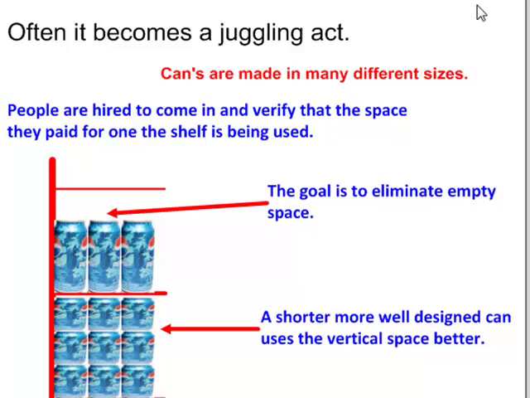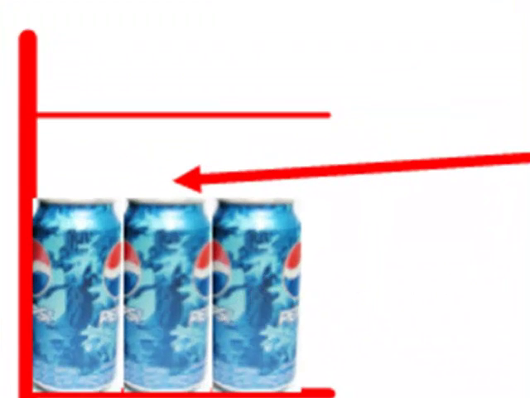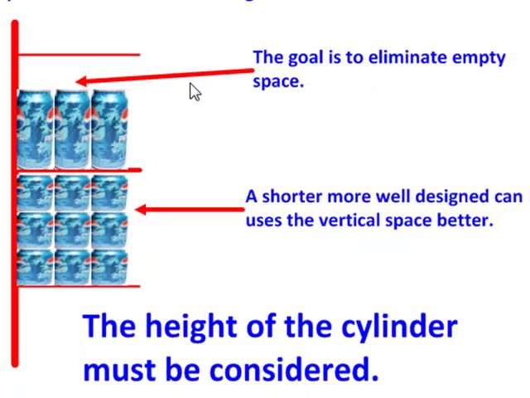And this often becomes a juggling act, because cans are made in many different sizes. People are hired to come in and verify that the space they paid for on the shelf is being used properly. Look at the top shelf of Pepsi cans here. Although this nice tall can looks good on the shelf, there's a lot of empty space at the top. The goal here is to eliminate empty space. We can see how a shorter, more well-designed can uses the vertical space a lot better. There's hardly any space to see in the shelf at all.